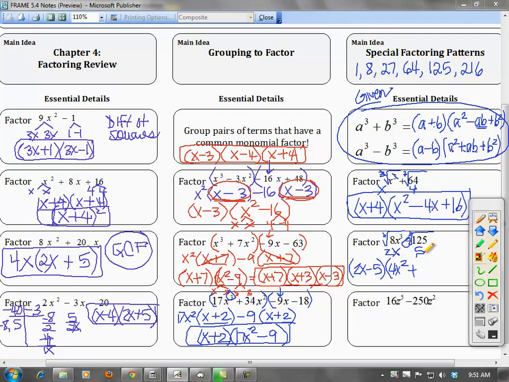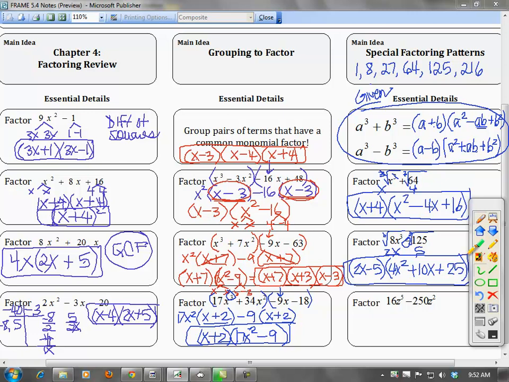So 2x times 5 is 10x. The pattern again says plus, and then it says square the second thing. So 5 squared is 25. Close my parentheses and you're done. Okay? I like this because if you can figure out what numbers to work with, you plug them in and you're done. So I tend to like it, but all right, let's keep going.